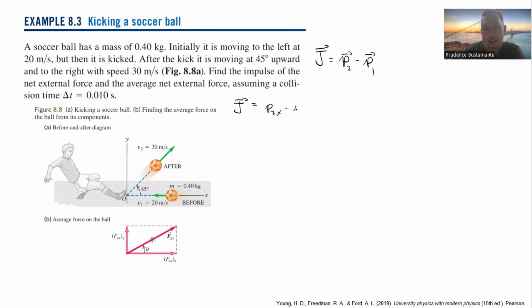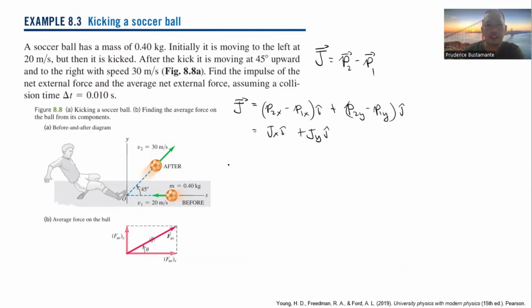P2x minus P1x, I hat, plus P2y minus P1y, j hat, plus there's no z component, so this is going to be 0. I will not write it, but for three-dimensional collisions I would include that one. Here is just a two-dimensional collision. So this is equal to Jx I hat plus Jy j hat.